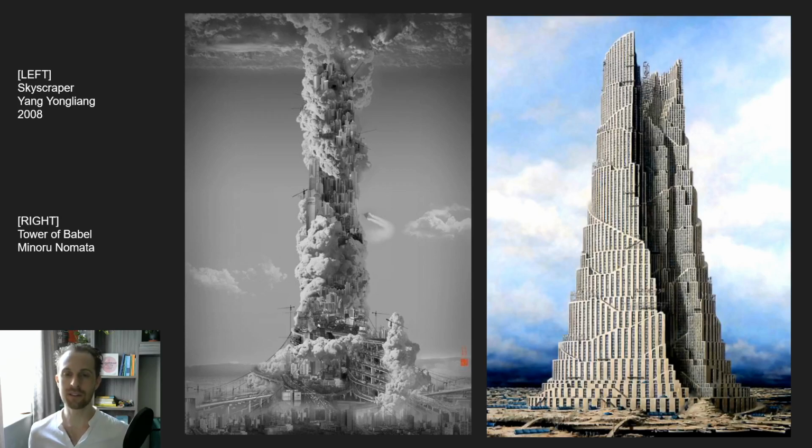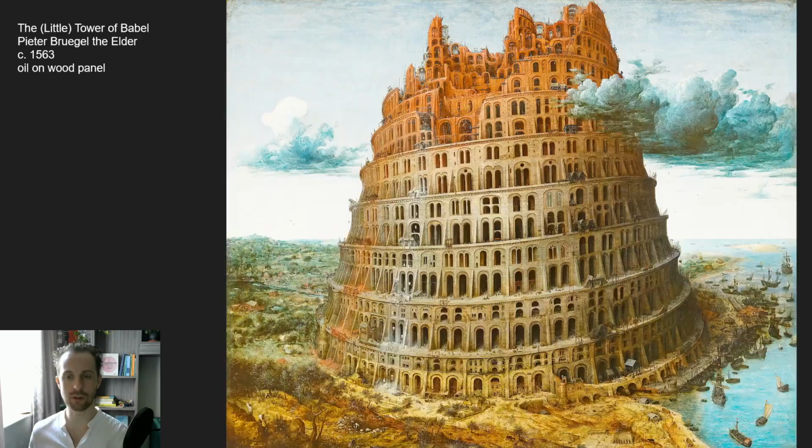And on the left-hand side, here's an image from the contemporary artist Yang Yongliang. And on the right-hand side, we have a work by Japanese architectural illustration from Minoru Nomata. And in both cases, we can see the link to particularly the very famous works by Peter Bruegel that I was showing you before, like here.